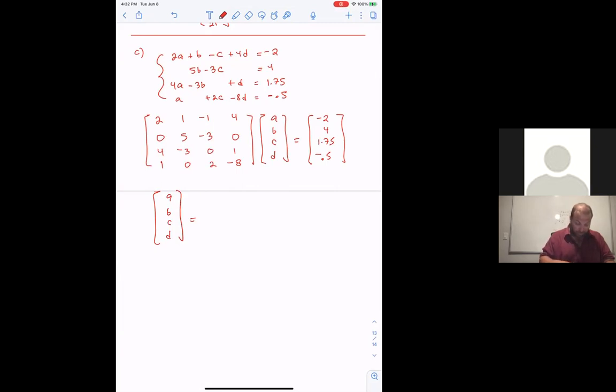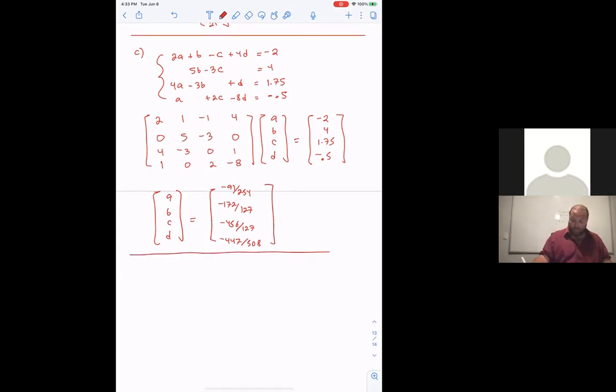Multiply that times B, and we get -91 over 254, -172 over 127, -456 over 127, -447 over 508. Ugly, ugly numbers. Let's hope they're correct.